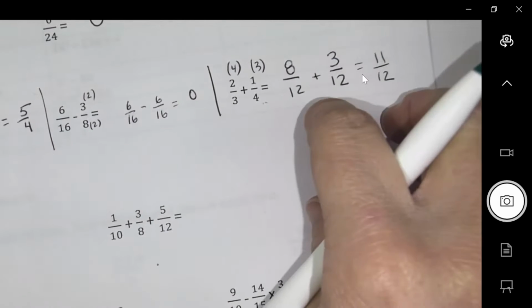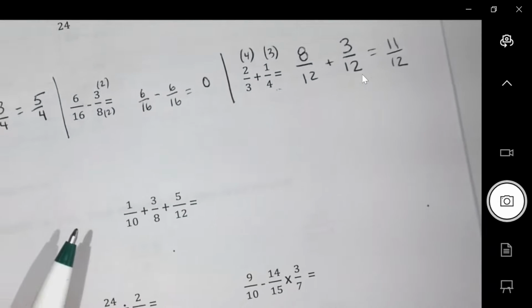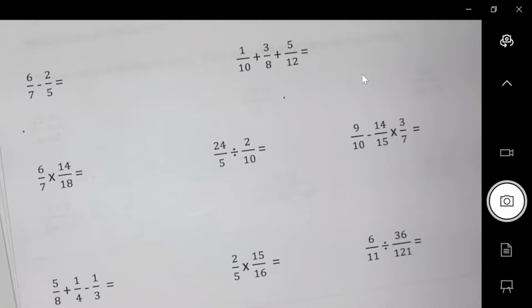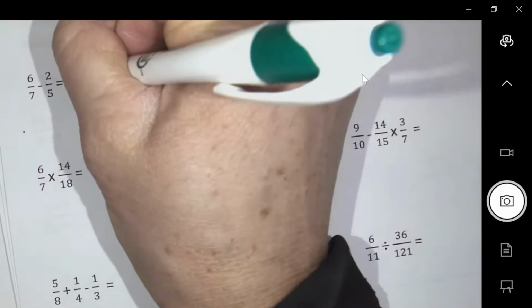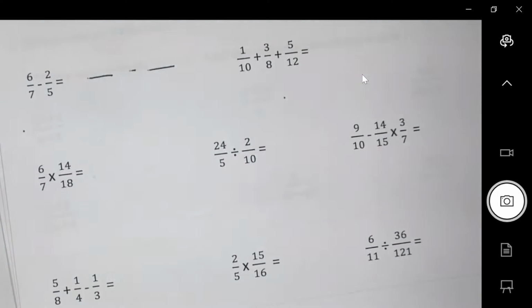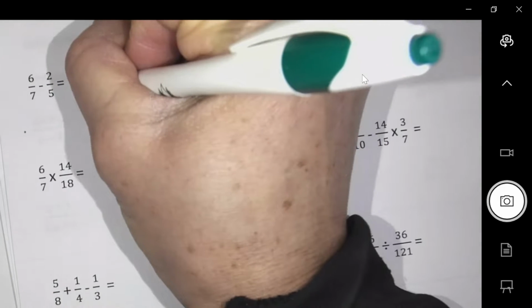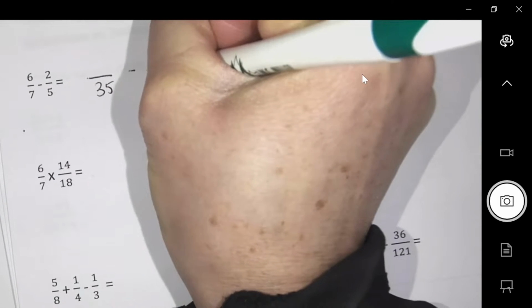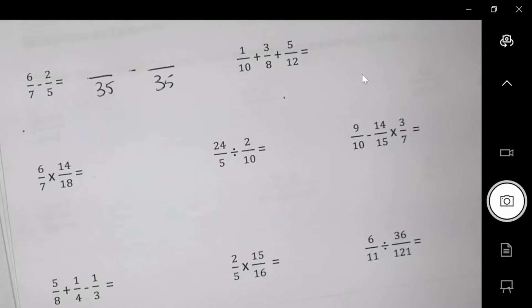Okay, now that I did that one for you, can you do the next one with the 7 and 5? So think of the number that you're going to use. Which number is that? 35. 35 is the common number, the lowest common multiple.